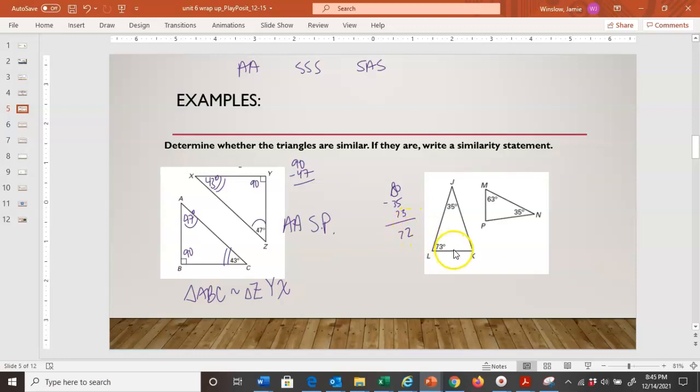And here I get 72 degrees. So over here, obviously, they're not going to be congruent, right? But let's see what this angle is. I'm sorry, similar. 82.